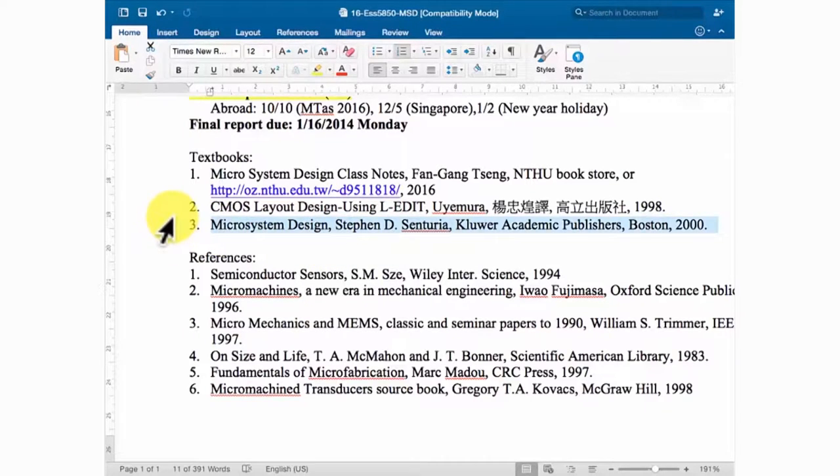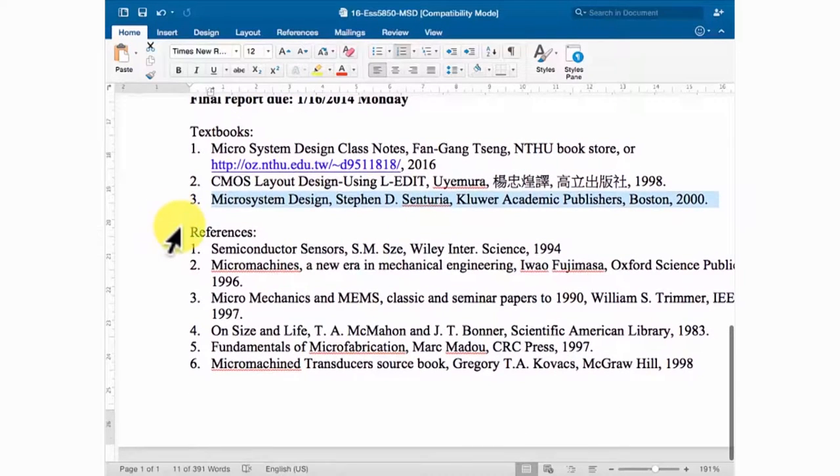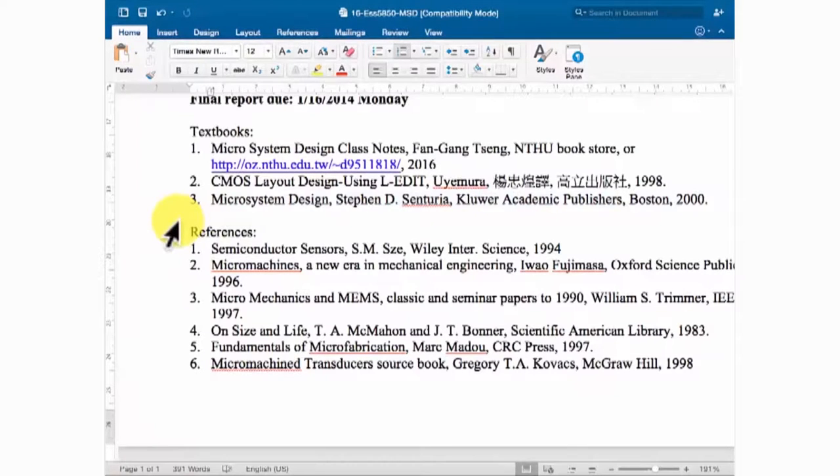In addition to the textbooks, I'd like to give you some idea about the references we are using. Some of the materials come from the following 6 different books, or from journal papers or conference papers. For the references, if we talk about sensors, some of the information will come from the semiconductor sensors book.